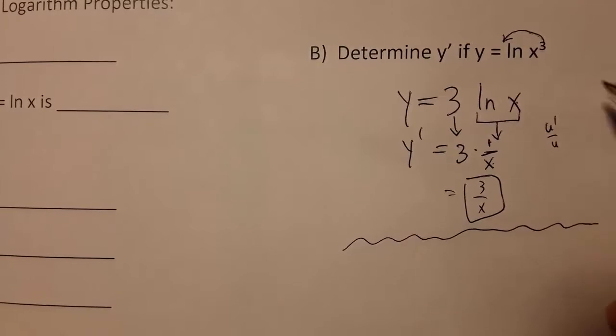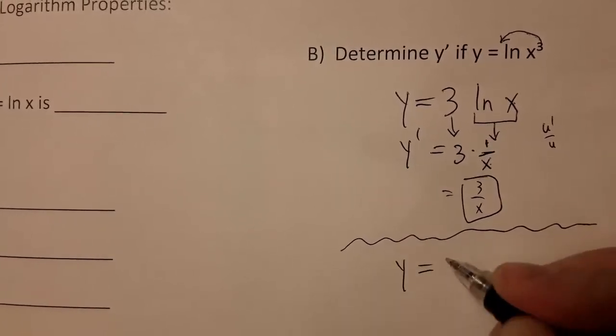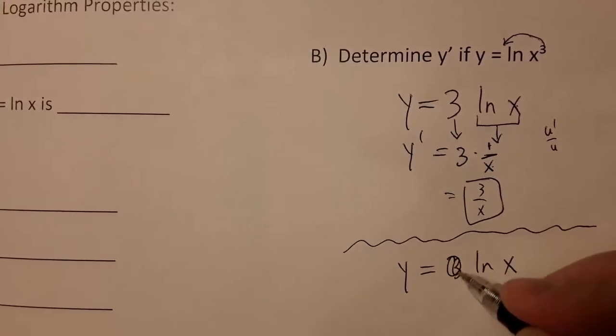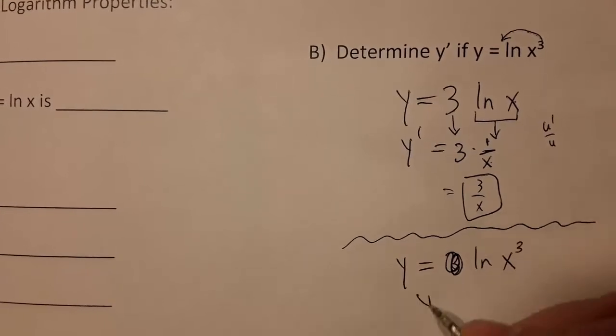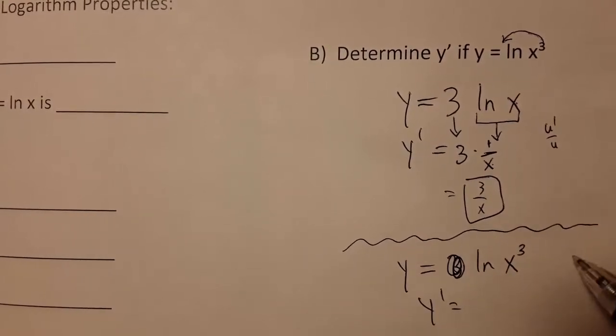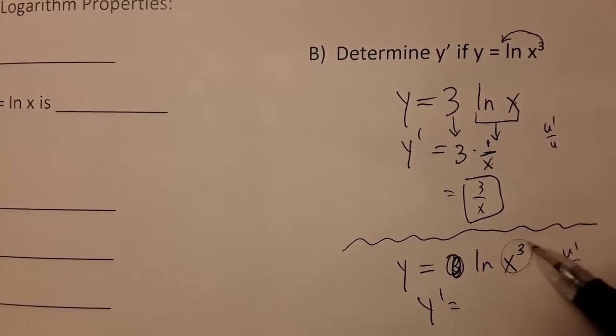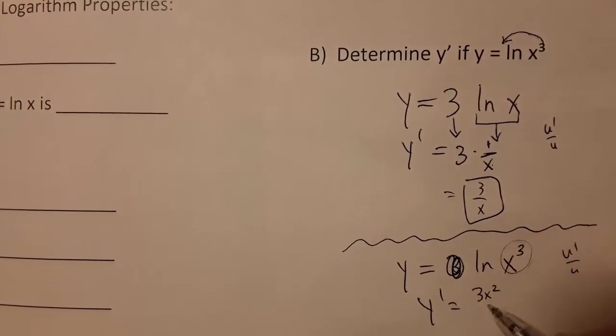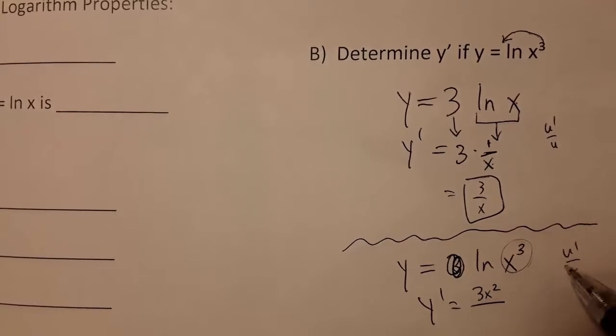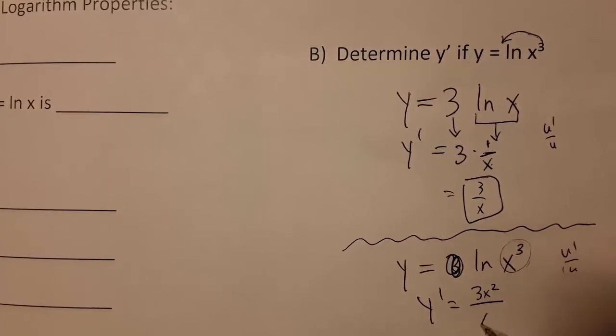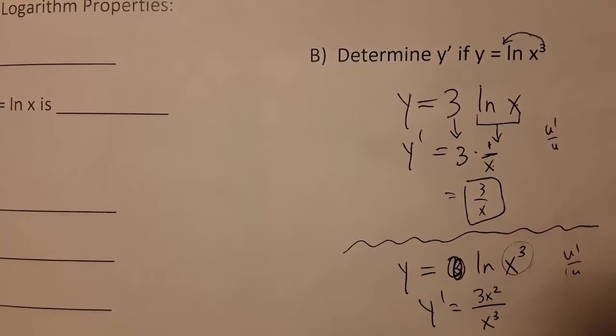If you didn't apply the log property first, that's okay. You can still get the derivative using u prime over u. It's just in this case, u prime, the derivative of this, is 3x squared, and u is x cubed as is.